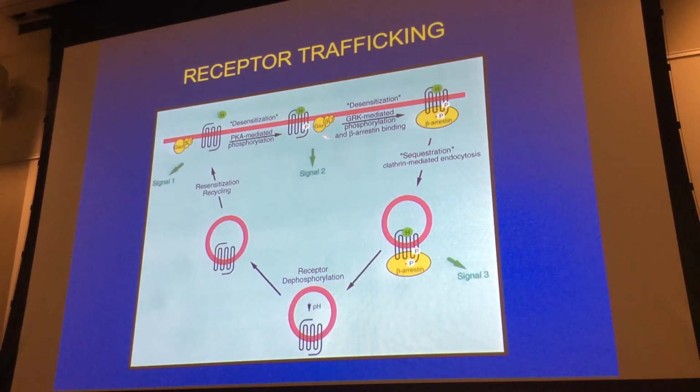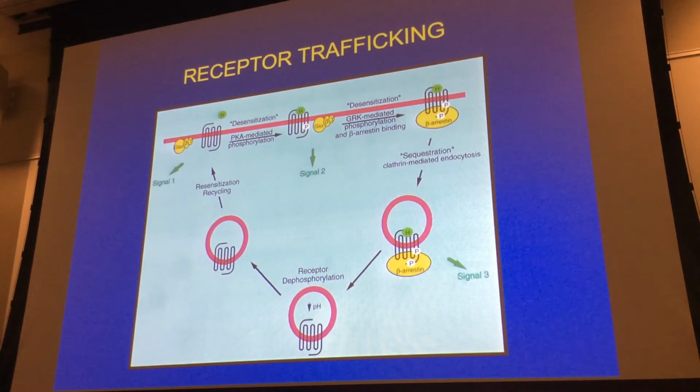A biased agonist is an agonist that would work through one of these two signaling pathways and not the other, okay? So a biased agonist might work through G-protein but not beta-arrestin, or the other way around, might work through beta-arrestin and not G-protein. An unbiased agonist works through all of these things equally well.